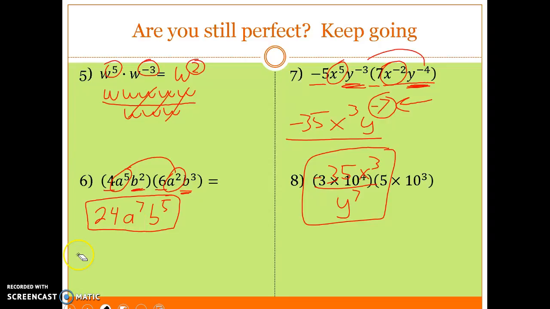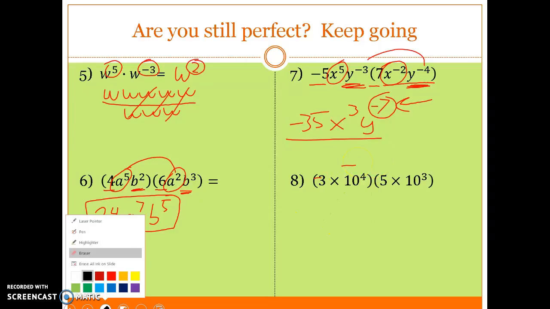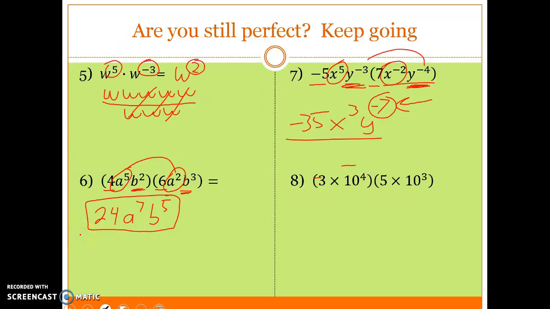Let's move on here. Let's take a look at number 8. I'm going to have to erase some of this work so that I can see what I'm doing here. And so with this one, I'm going to multiply everything together. This is a number in scientific notation by another number in scientific notation. And I don't have to put the parentheses there. I can write this as 3 times 10 to the 4th times 5 times 10 to the 3rd. And so I can multiply the 3 times the 5 together.